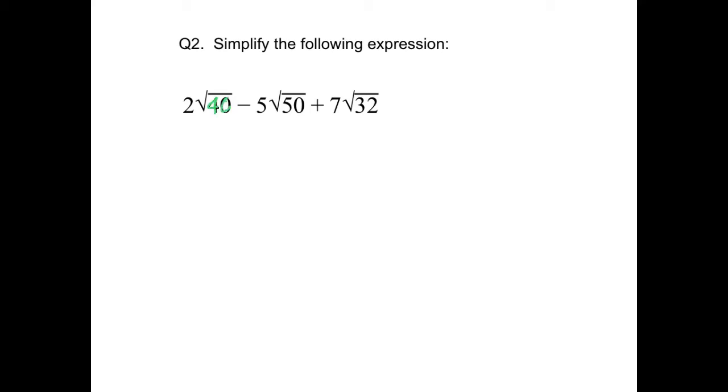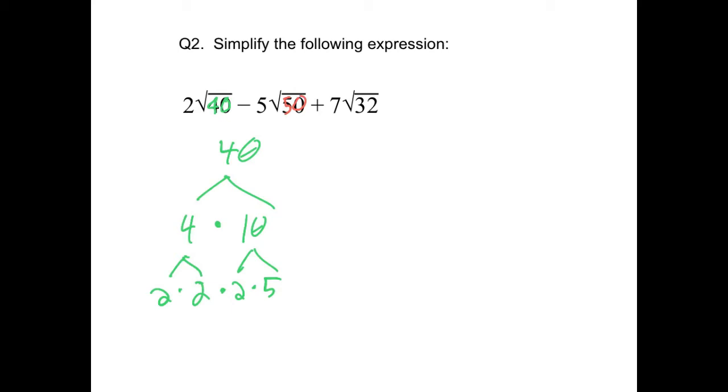Let's start with the number 40, since that's our first radicand. My preferred method of simplifying this is by prime factorization, which I displayed in the previous video. So 40 is the same thing as 4 times 10. 4 can be broken down into the prime numbers 2 times 2, and 10 can be broken down into the prime numbers 2 times 5. So 2 times 2 times 2 times 5 gives us 40. That's the prime factorization of the number 40.